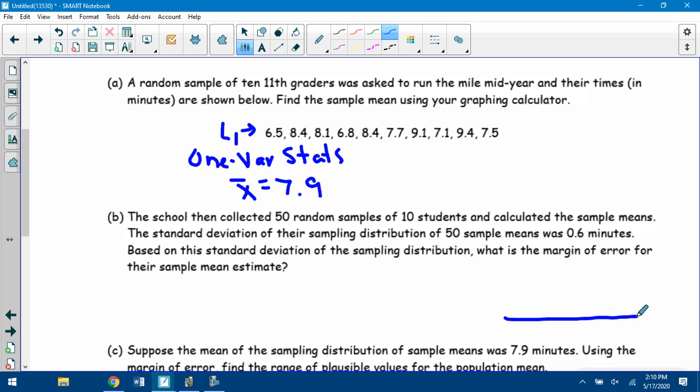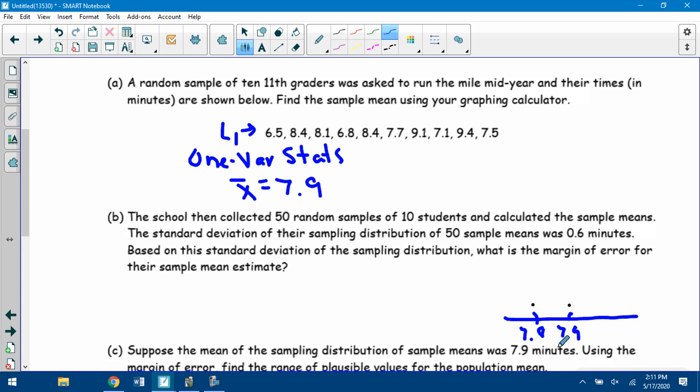I'm making a sampling distribution. So this one sample was 7.9. So if I wanted to count this one sample, I could put a dot right here. That's 7.9. But then I'm saying I'm collecting 50 samples of 10 students. So here's one sample. I'm doing this 49 more times. And I'm calculating the mean every time. So let's say the next time I get it, they're a little bit faster, and they're 7.8. That's the mean. So I put a dot at 7.8.